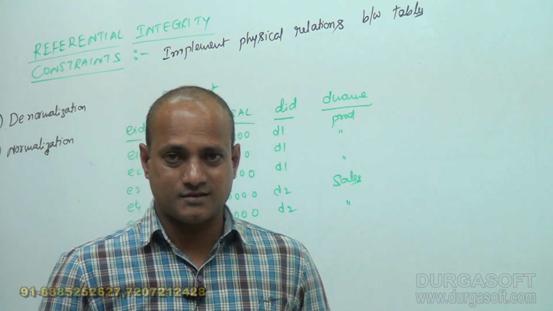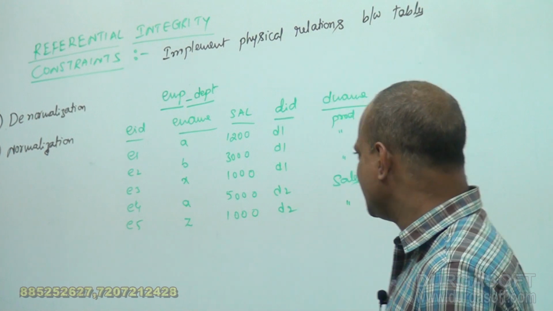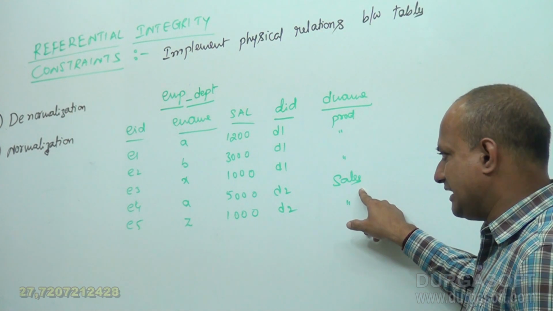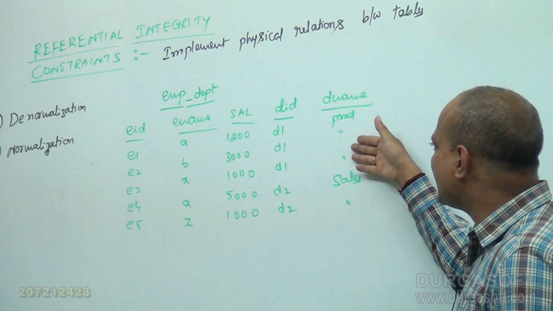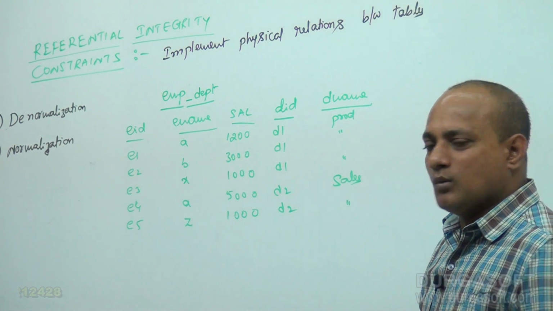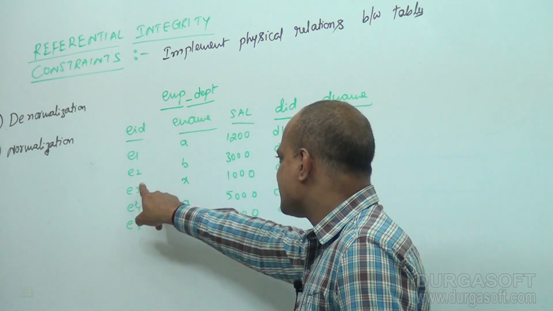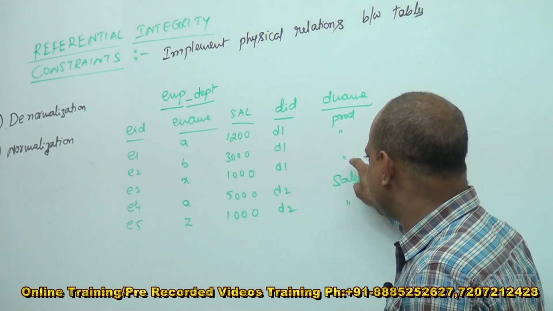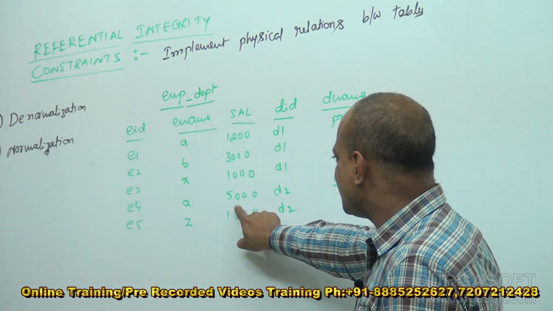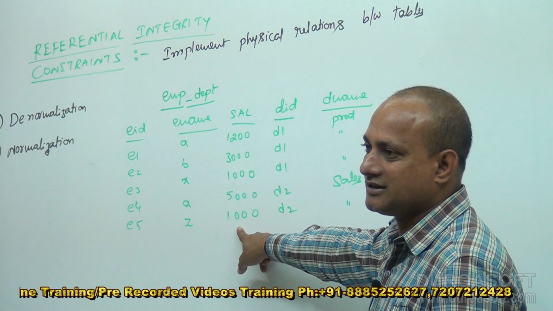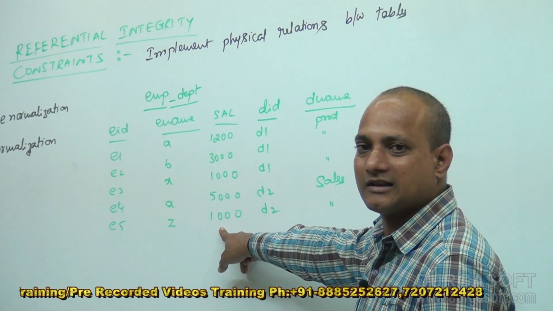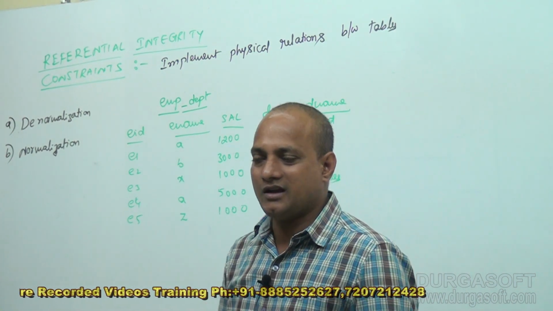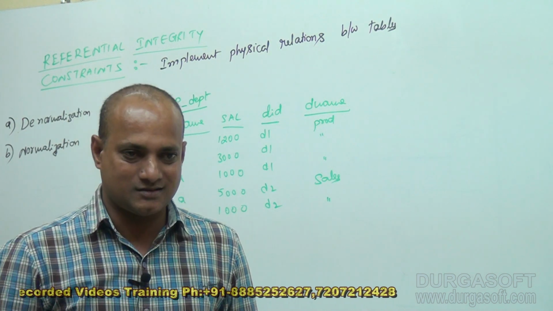Now see here, how many employees are working under sales? 2 employees. We can easily see 2 records having the value sales. How many employees are working under production? 3 employees. What is the department name of E3? E3 is working under production. What is the average salary of sales employees? 5,000 plus 1,000 is 6,000, divided by 2, that is 3,000. So now you are able to fetch any kind of information from the database.